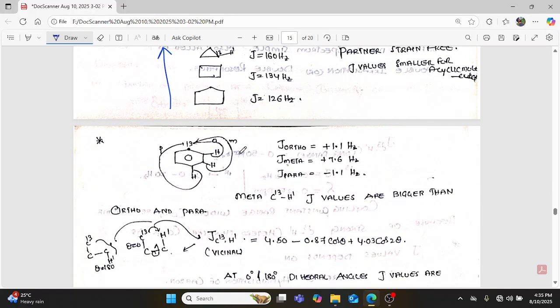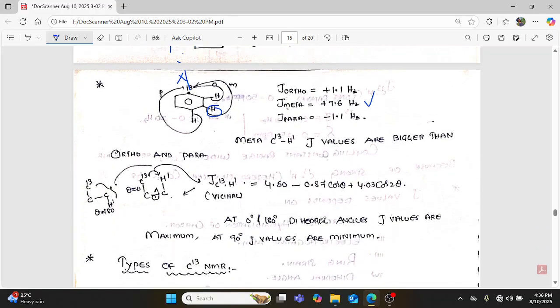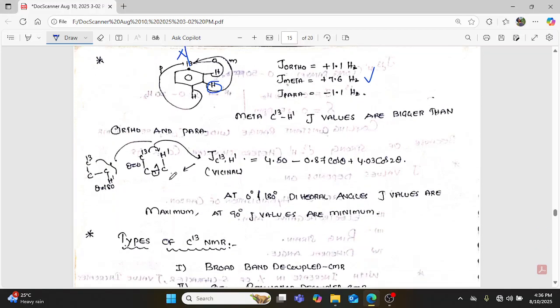This is all observed. In case of an aromatic compound, if you have a substituent here, with respect to this ipso position, we have the ortho, meta, and para protons. The meta protons' J value is slightly higher. In case of vicinal coupling, this is the equation which we have.